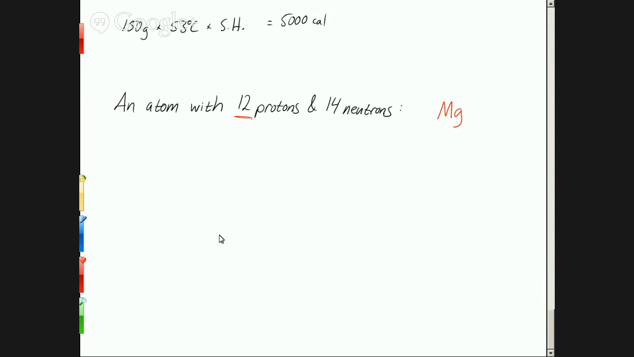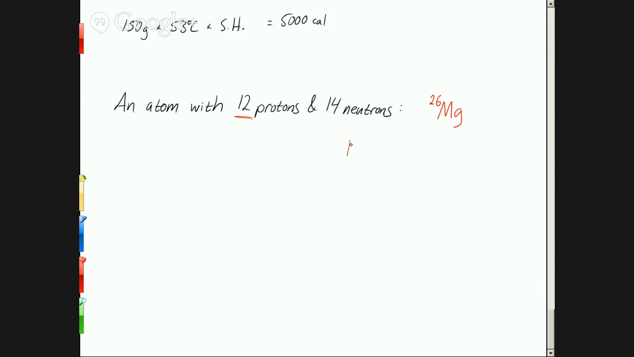The total number is what? The mass number. So how do we denote that? We write it in the upper left-hand corner here. So this would be 26, magnesium-26. All right.